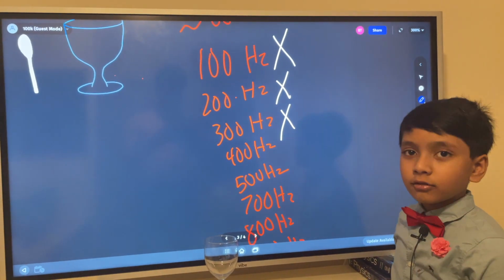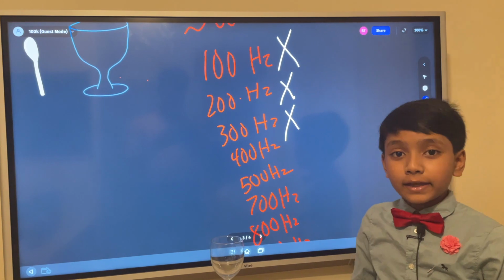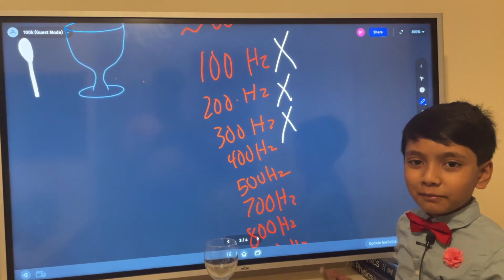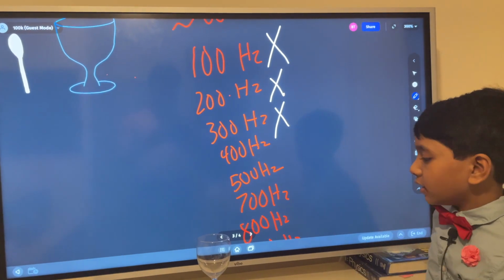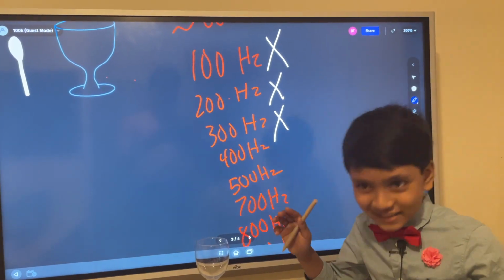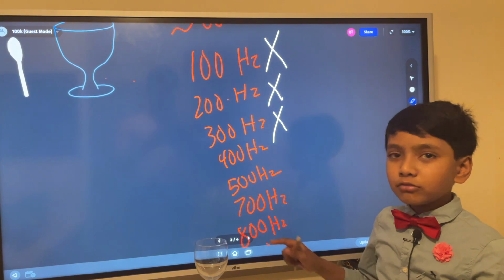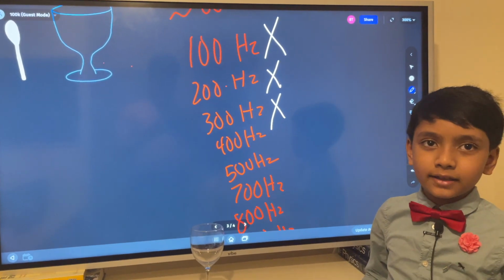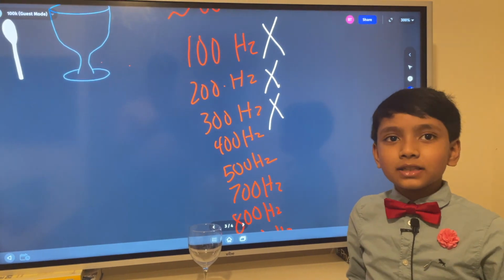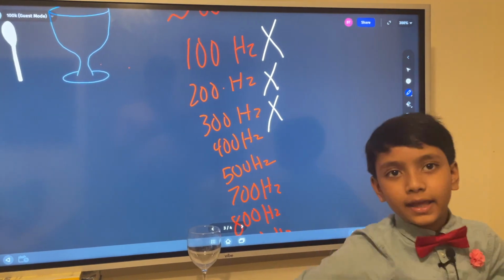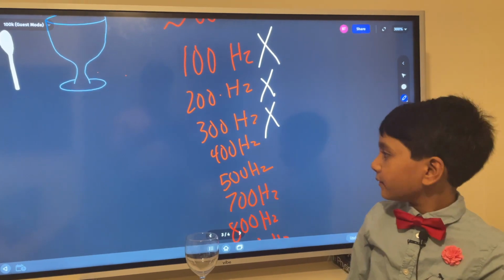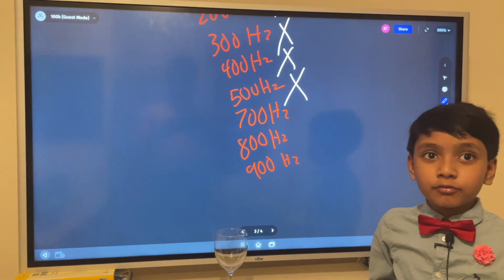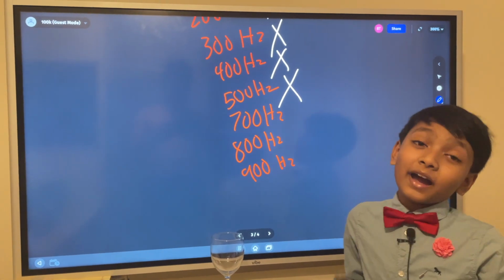Right, now 400. This is going to be a little more tricky, but I believe I can do it. Alright, my hand was like spasming there. Now, the glass clearly didn't break, and it didn't vibrate as far as my eyes can see. So that means that it wasn't dancing, and its amplitude didn't amplify, meaning that this is not the correct frequency either.